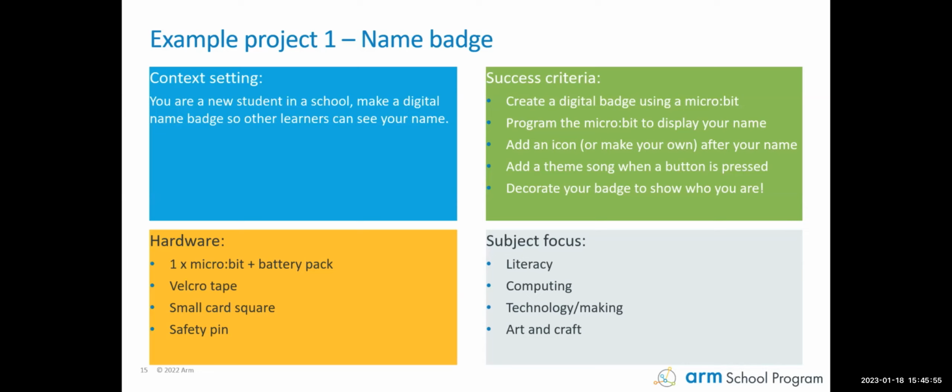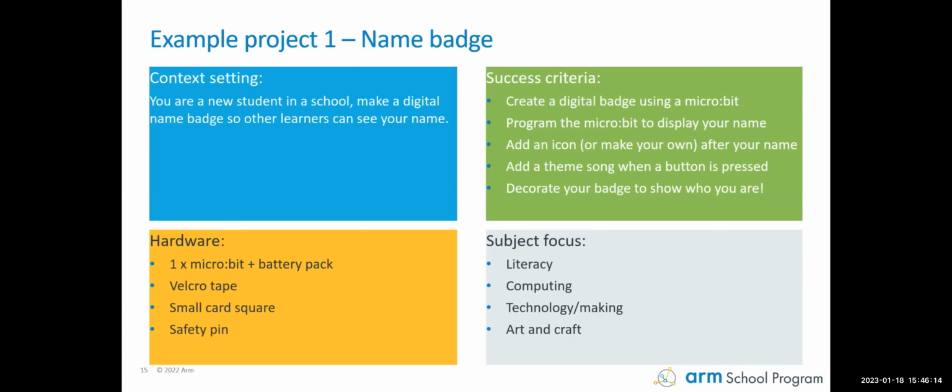So thankfully the Microbit has this LED matrix which they can look at. And they can obviously put their name in there using some relatively simple blocks. So the problem or the context is you're a new student in a school and you need to make a digital name badge so students or other learners can know who you are. So that's nice and simple, straightforward enough.